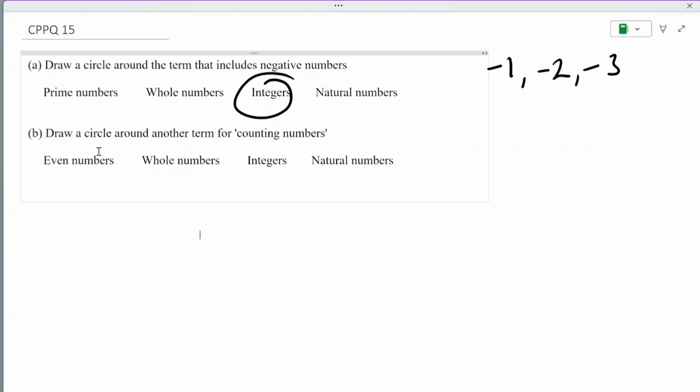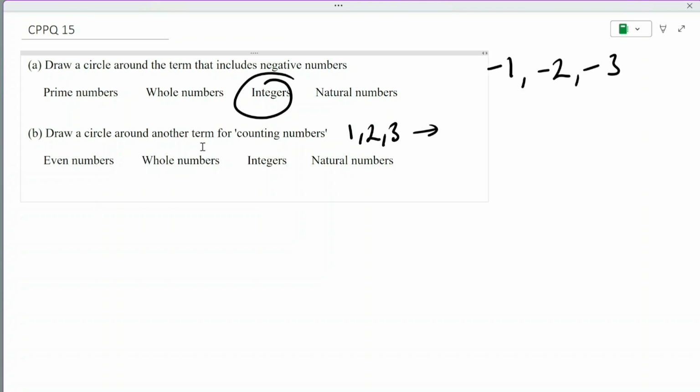Question 15B. Draw a circle around another term for counting numbers. First, you need to know what counting numbers are. From the word counting, counting numbers are numbers we use in counting. We don't count from -1, we don't count from 0. Let's say you have several balls and you want to count them. You start counting from 1. So you have 1, 2, 3, 4, and so on. So counting numbers start from 1. You have 2, 3 to infinity.